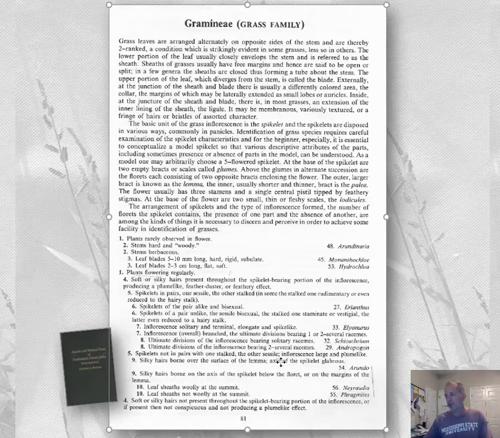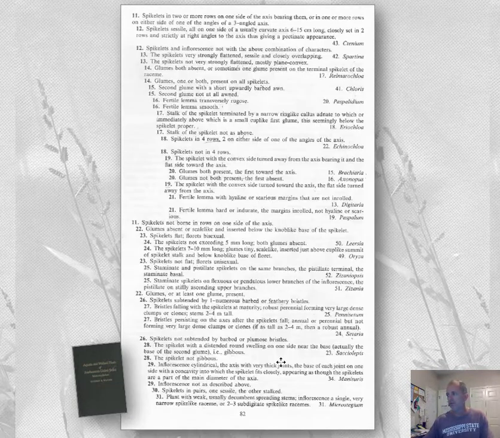Softer silky hairs are not present throughout the spikelet bearing portion of the inflorescence. And so then, once we say that, we flip over to the next page, and we're on number 11. Here is where, for the first 2 specimens we're going to look at, we actually end up in this section. So we get pretty lucky.